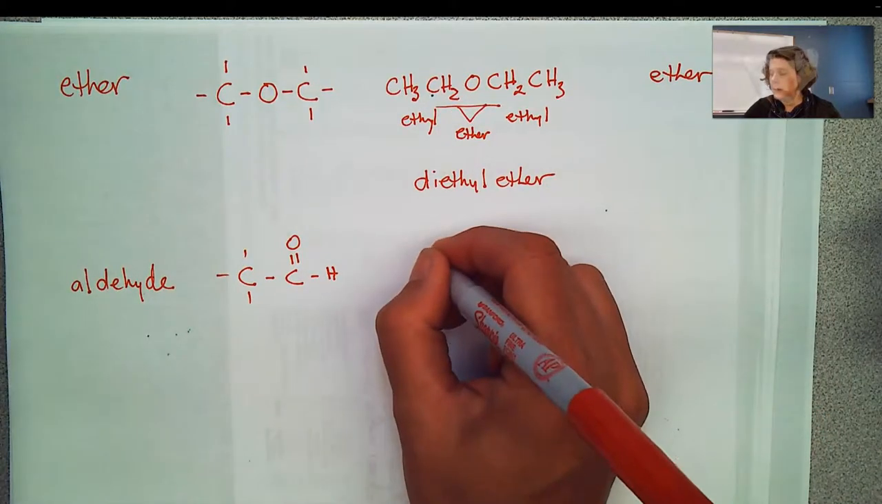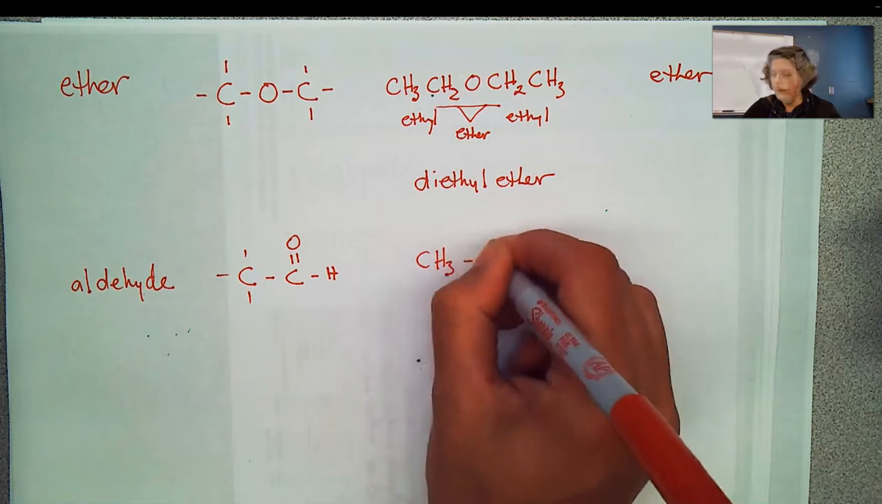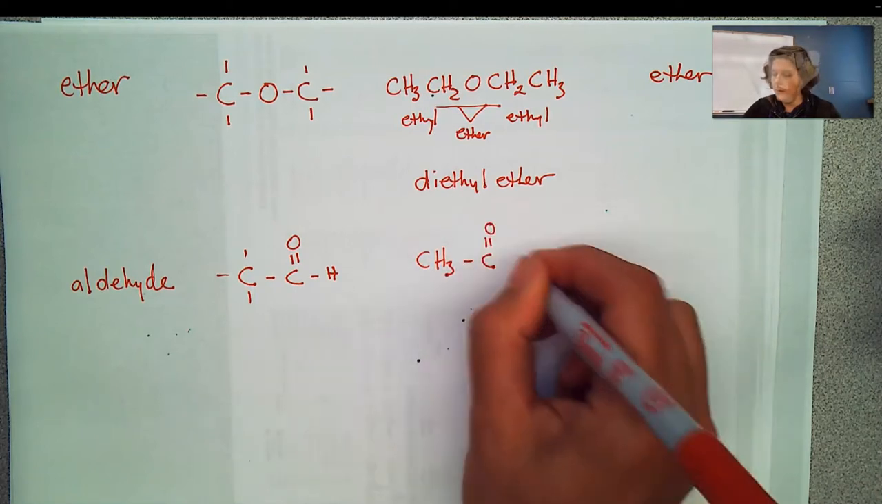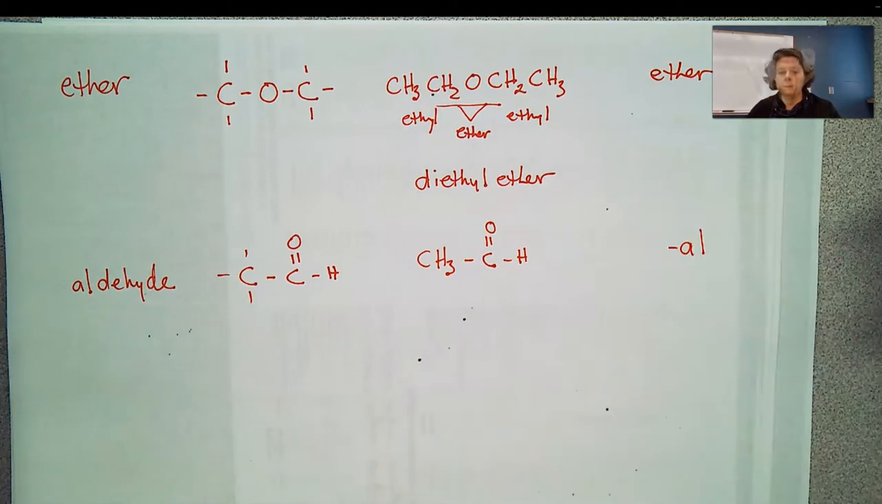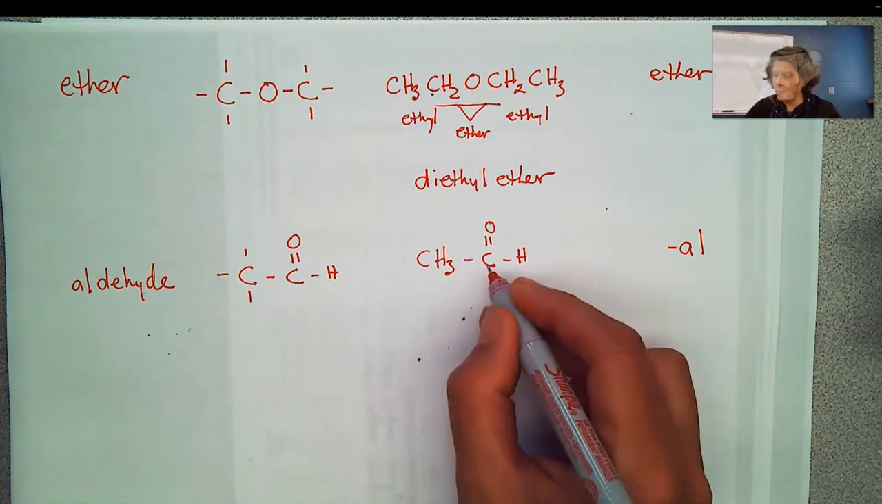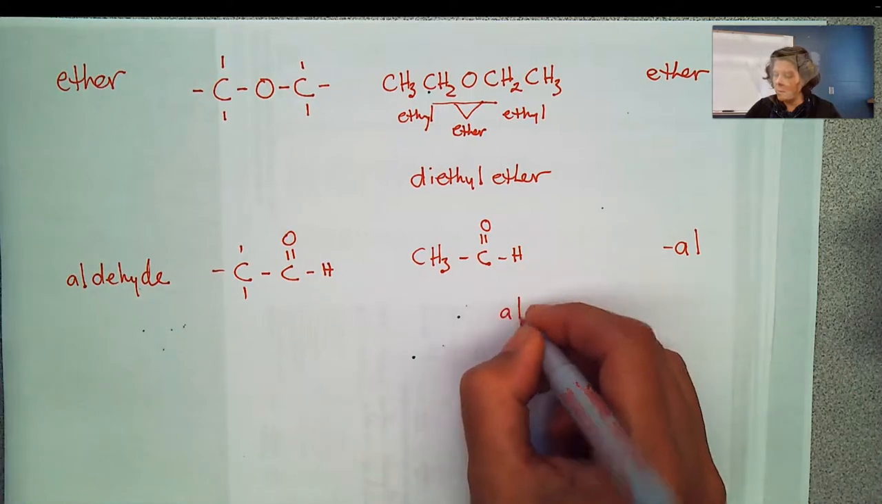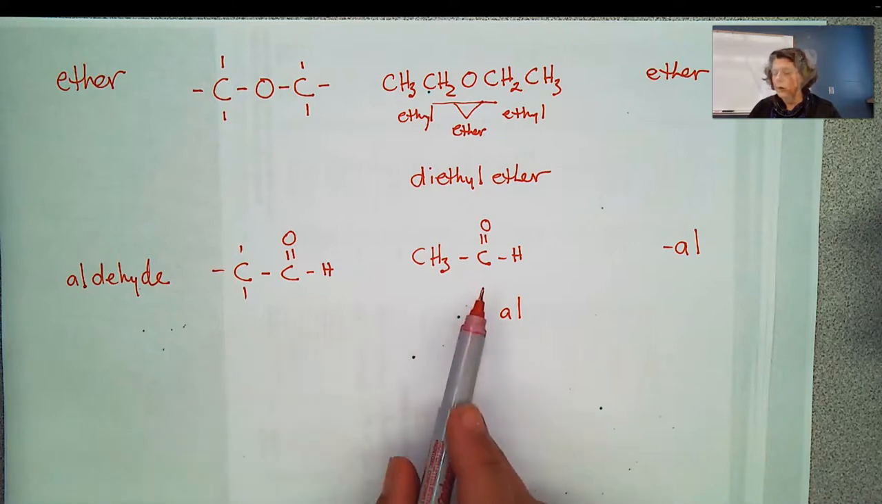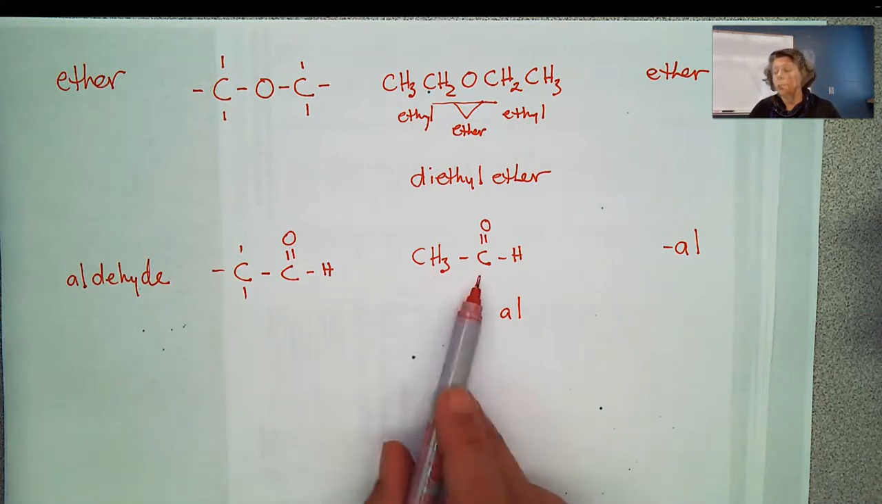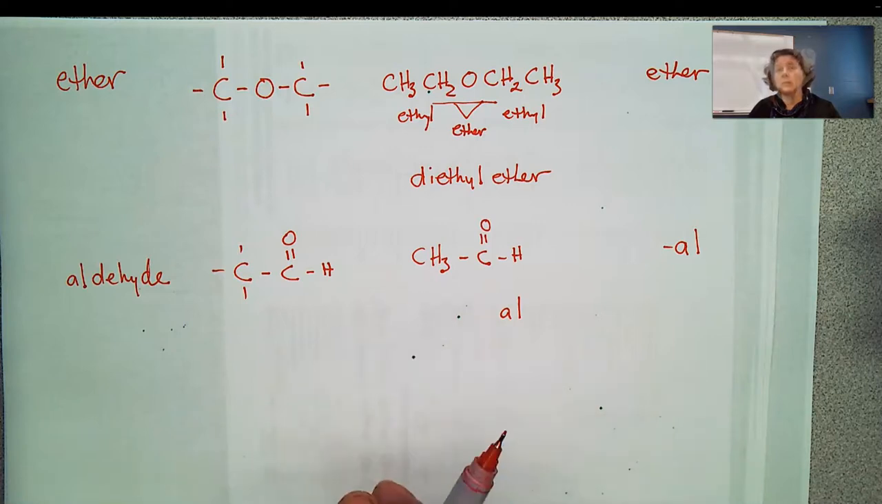So an example of this is CH3, C, double bonded O, H. And the functional group name here is "al." That just means that it's an aldehyde. So we go back to the way we name things. Okay, our functional group is right here, a carbon double bonded, so we know it's an "al" at the end. And then we count up the longest carbon chain, which is 2 carbons. So what is 2 carbons referred to as? Ethyl.